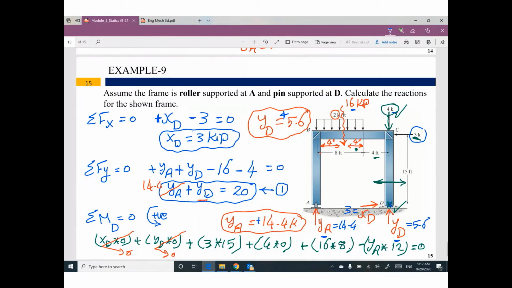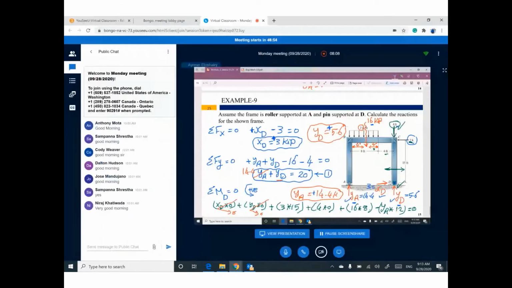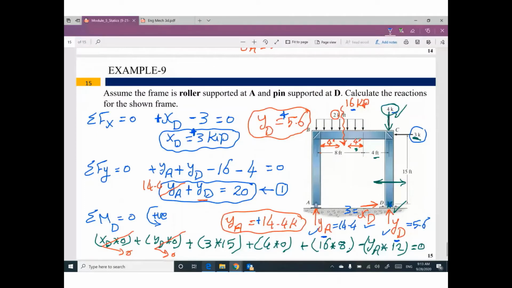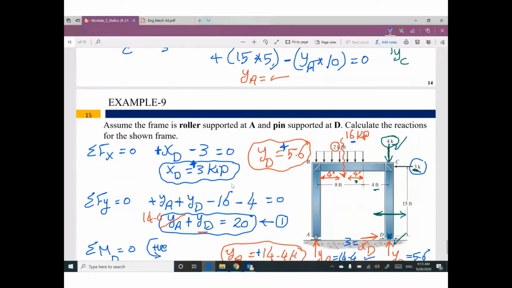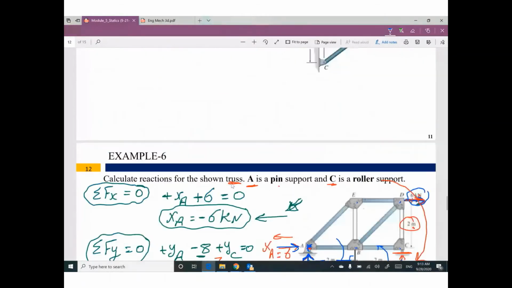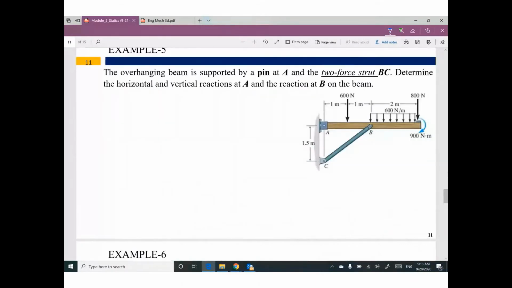Positive, that means you assumed the correct direction. Any questions so far? I think I didn't do too much for this problem. For this one, it's very easy. Nothing new except one comment here.